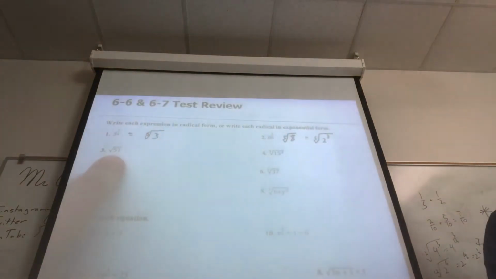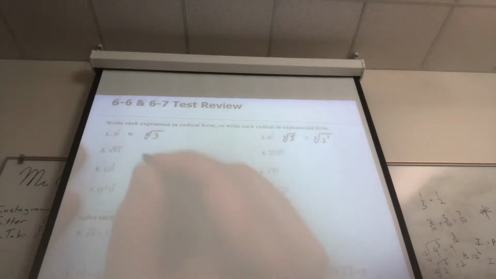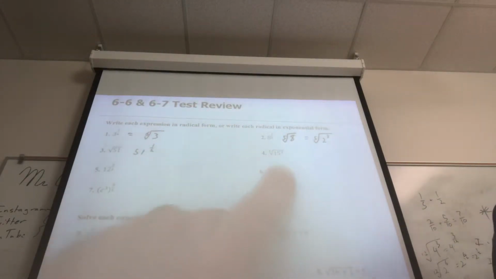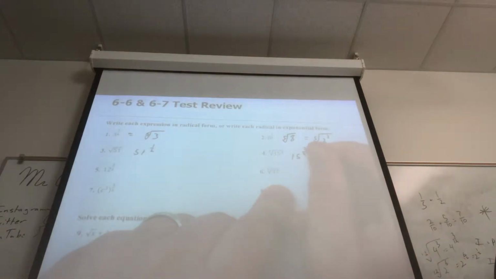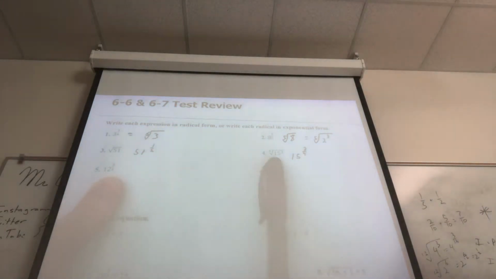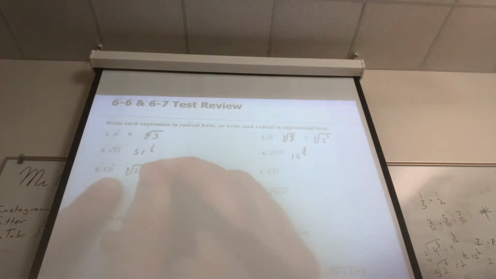On this one, it's the square root of 51. My index is understood as 2, so that's 51 to the 1/2 power. On this one, it's the 4th root of 15 cubed, so that's 15 to the 3/4 power. This is 12 to the 2/3 power, so you look at how this 15 to the 3/4 works. That means it's going to be the cube root of 12 squared.